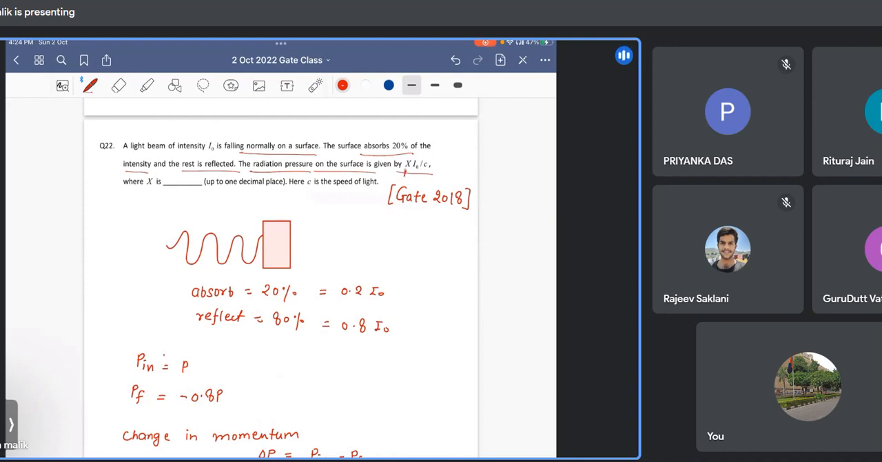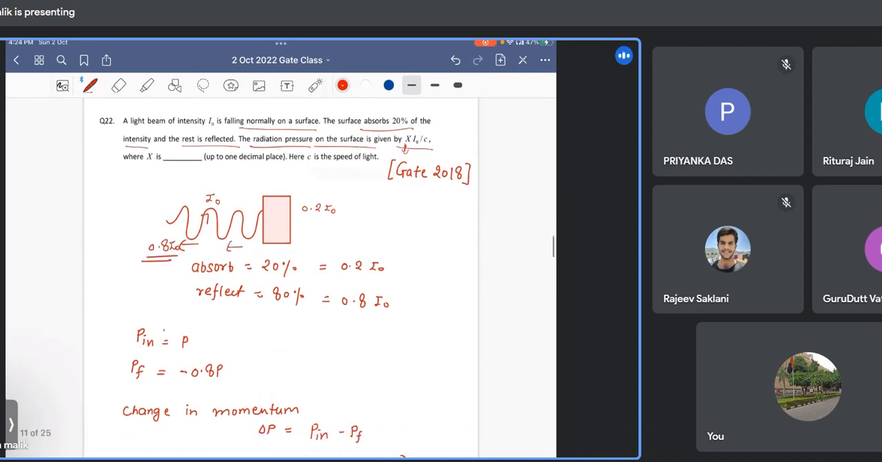So there might be some factor that should come here, and we have to find what that factor is. If your incident light is carrying an intensity I naught, 20% of this light is absorbed. So 0.2 times I naught gets absorbed, and the remaining 0.8 times I naught is reflected back. If our initial pressure here is given by P, then the pressure due to the reflected part is 0.8 times P. But since the direction is opposite due to reflection, there is a negative sign.